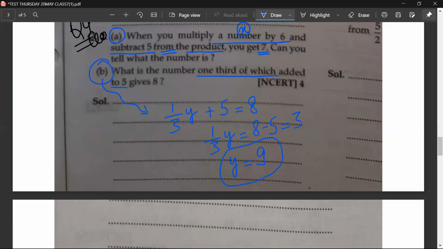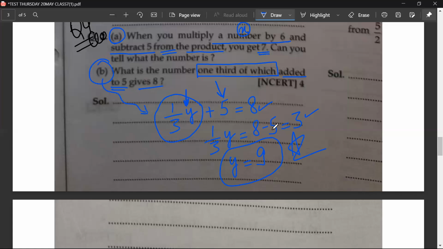So what is the number? 1/3 of which? So I'll assume the number to be y. Now 1/3 of this number is 1 by 3 y. Add it to 5. I'll add 5. Gives 8. So 1/3 y is equal to 8 minus 5, which is equal to 3. y would be equal to 9.